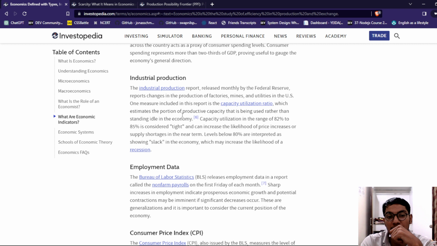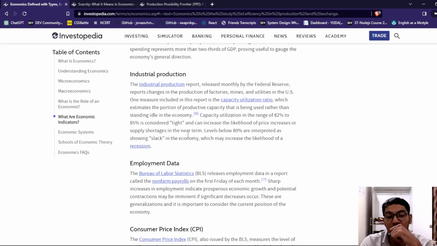The industrial production report, released monthly by the Federal Reserve, reports changes in production of factories, mines, and utilities in the US. One measure included in the report is the capacity utilization ratio, which estimates the portion of productive capacity that is being used rather than standing idle in the economy. Capacity utilization in the range of 82% to 85% is considered tight and can increase the likelihood of price increases or supply shortages. A level below 80% is interpreted as showing slack in the economy, which may increase the likelihood of a recession.